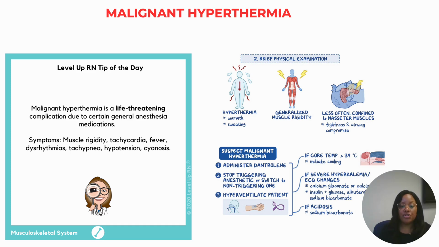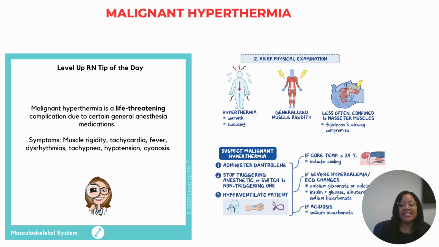So what you want to administer is dantrolene, and this can reverse the causes of it. We want to stop the triggering anesthesia. So if they're getting anesthesia and everything, we want to stop that, and we want to hyperventilate our patients. If the patient is having some kind of EKG changes, then there's medicines to help with that.